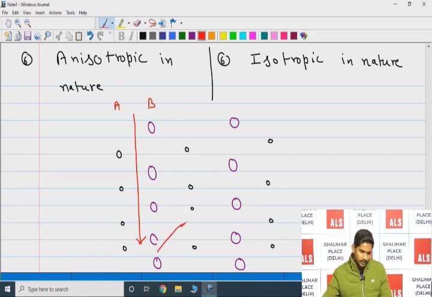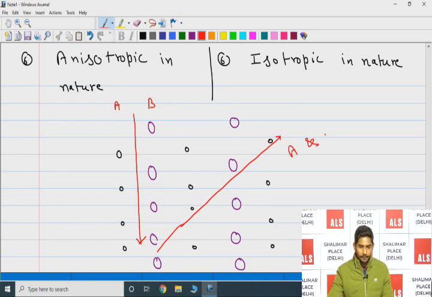See, if I move like this, I'll have A and B, both type of arrangement. So actually what I'm trying to say, in such type of arrangement, if I'm moving in different directions, I'm getting the different type of particles. If I'm moving from top to bottom, either I'll find the A or B. If I move diagonally, I'll find A as well as B. So this is the different arrangement of particles in different direction. This property is known as the anisotropy.